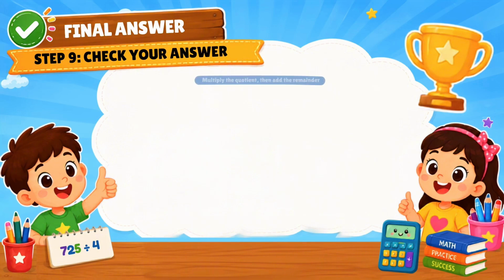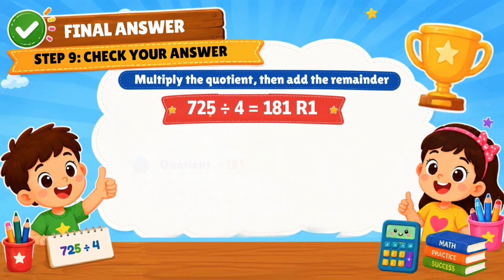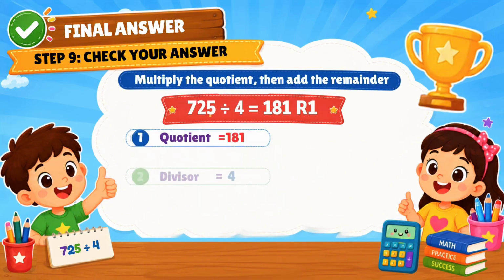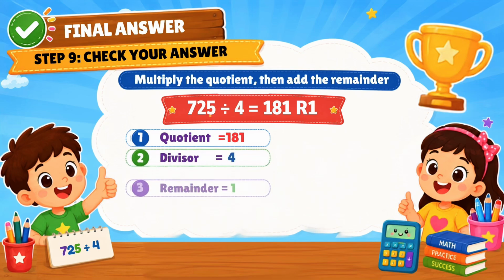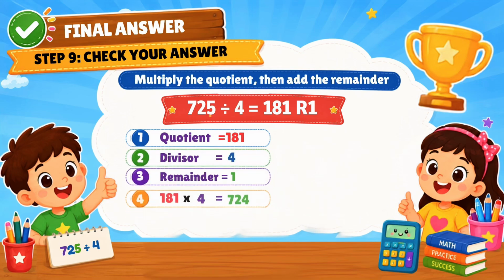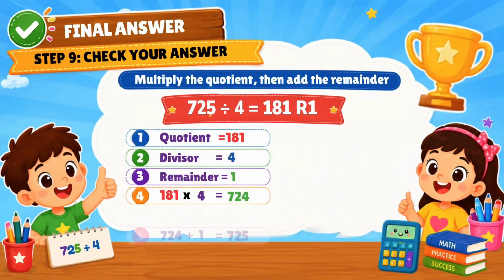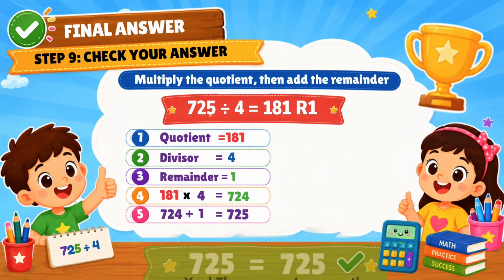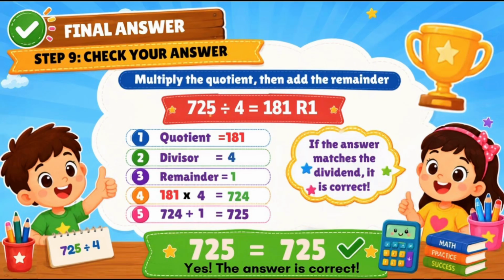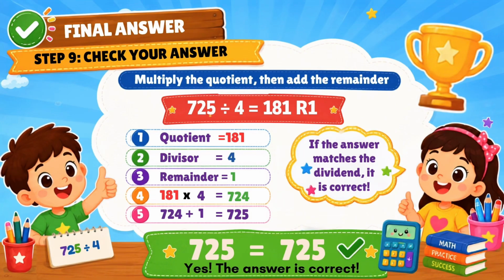Let's check your answer. Multiply the quotient, then add the remainder. Our quotient is 181. The divisor is 4. Our remainder is 1. Multiply 181 times 4 equals 724. Then add 1, the remainder, and we get 725. It matches the dividend. So our answer is correct.